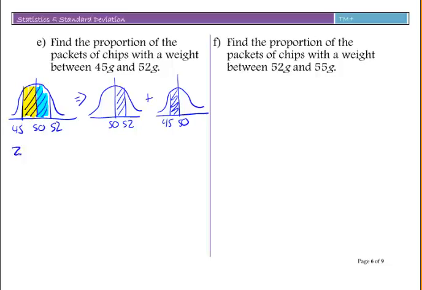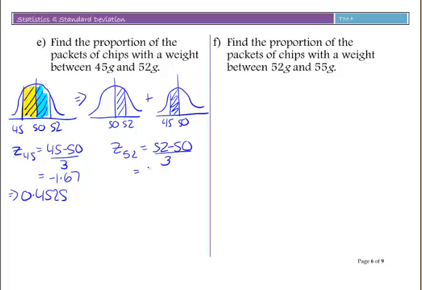Now let's work out a z-score for both of them. Z of 45 is going to be 45 minus 50 divided by 3, which gives me negative 1.67. And my proportion from my table is 0.4525. My z-score for a score of 52 is 52 minus 50 all over 3, which gives me 0.67. Look that up on your normal distribution table. I keep calling it z-score table.